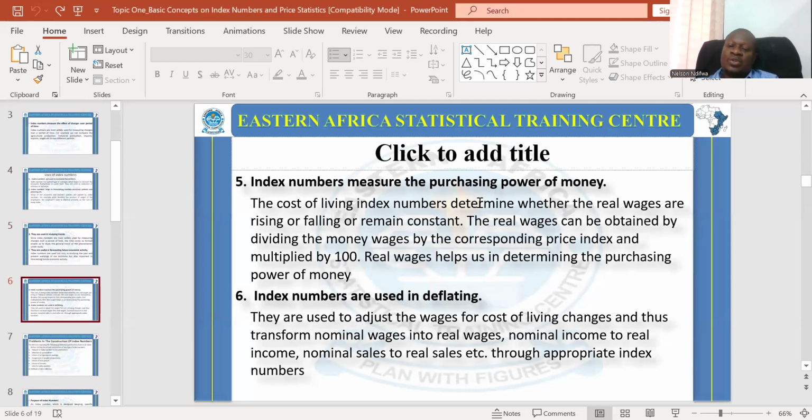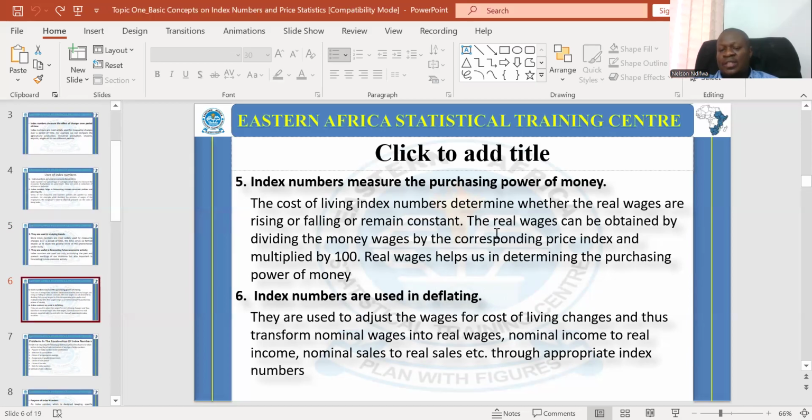Also, the index number we can use to measure the purchasing power of money, the purchasing power of the money you have. You can use the index numbers, because from the index numbers you'll be able now to calculate the real wages, and see if the real wages are rising or falling or remaining constant. The real wages are normally obtained by dividing the money wages or nominal wages by the corresponding price index.